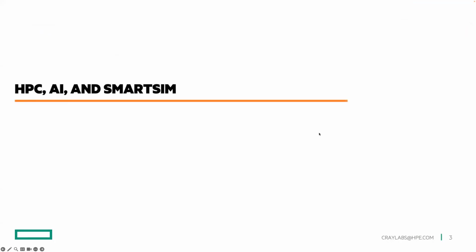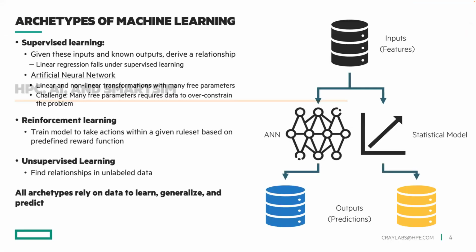All right. So let's start with HPC, AI, and SmartSim. So just a brief recap. I think by now everybody knows what machine learning is and what the types of machine learning are. But we always talk about supervised learning usually.